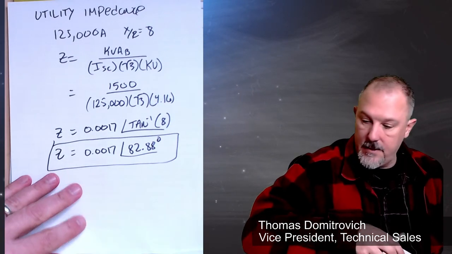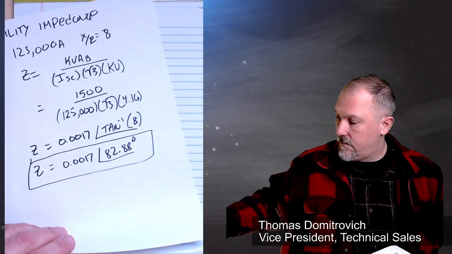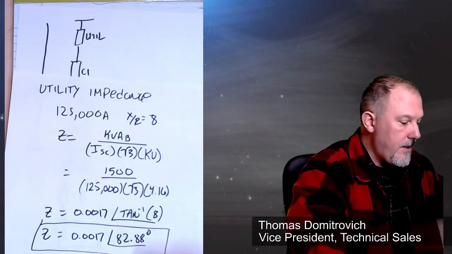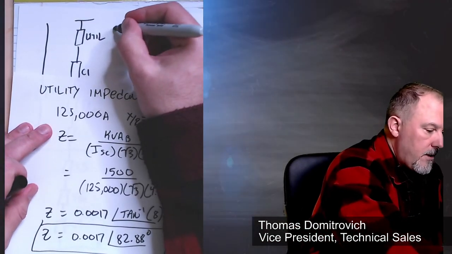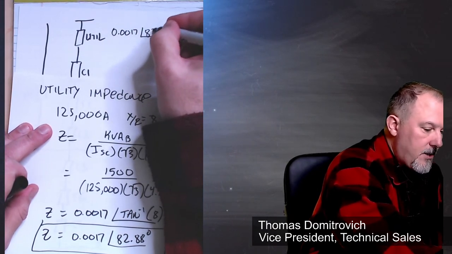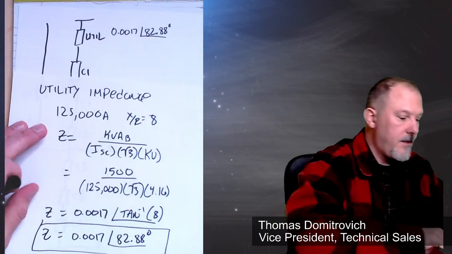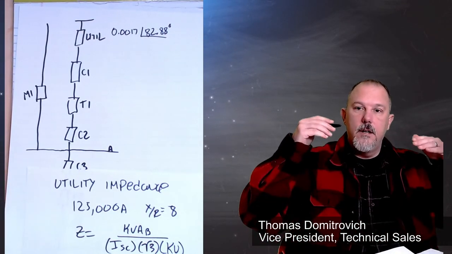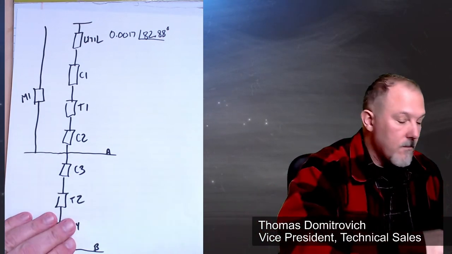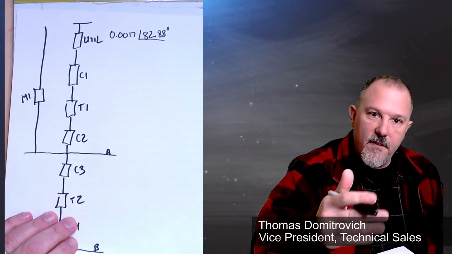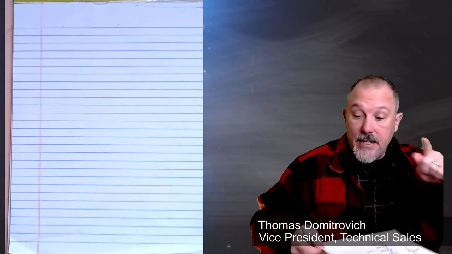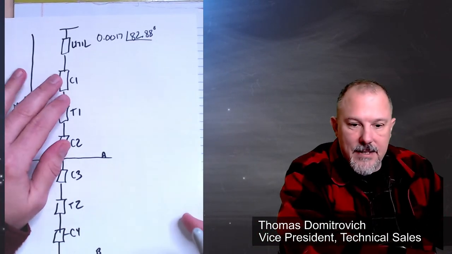And where are we going to put that? That number is going to go right here: 0.0017 at an angle of 82.88 degrees. That's the first part of my impedance diagram. Now, I know I'm going a little fast, but you can always pause it. You can do it, 3-4-5 triangle. Absolutely. Okay, so next is the conductors.